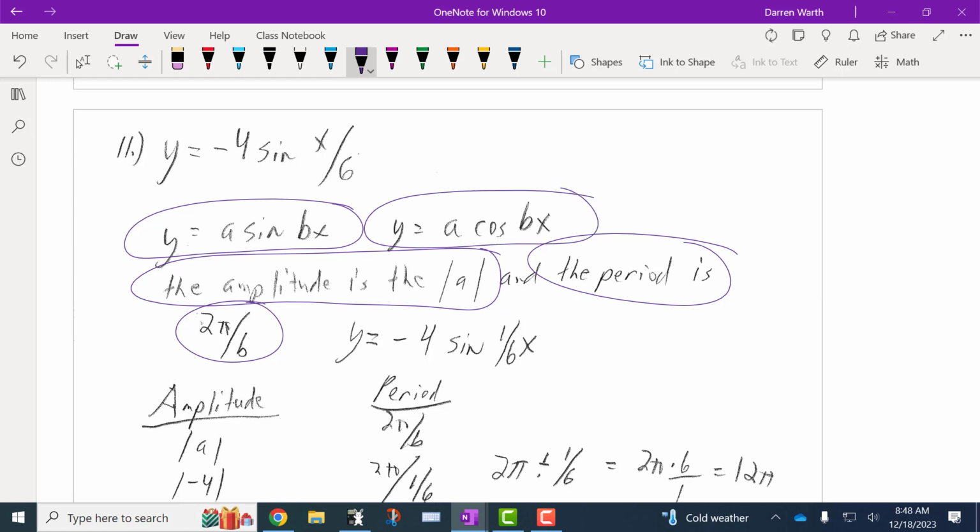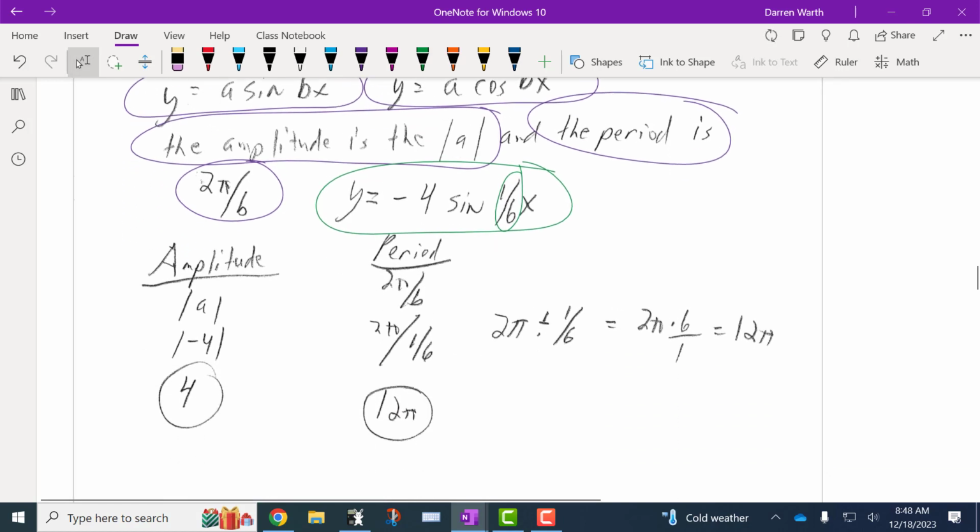So now notice that this is y equals negative 4 sine, and I rewrite this so that I can see that number in front of x, which is going to be 1/6. So now that I've done that, all I have to do is just go ahead and remember that my amplitude is the absolute value of A. So here's A right here. Absolute value of negative 4, which is going to be positive 4.